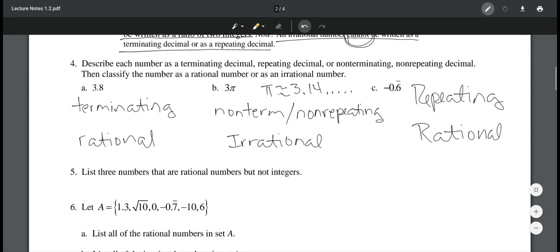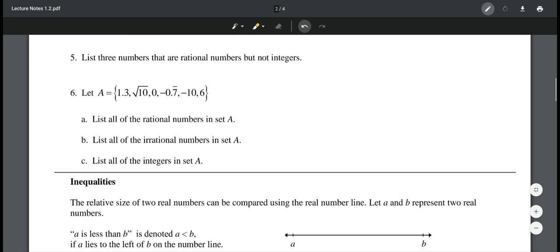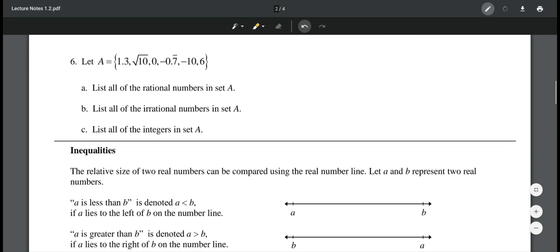All right, so we're going to practice that a little bit more. It says in example 6, let A be the set of numbers, and you can see the set of numbers. There are 6 of them. And it wants you to list all the rational numbers. Now remember, rational numbers can be anything you can write as a fraction. It can be a terminating decimal, and it can be a repeating decimal.